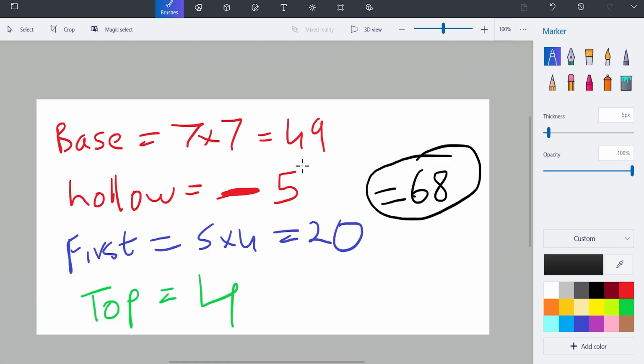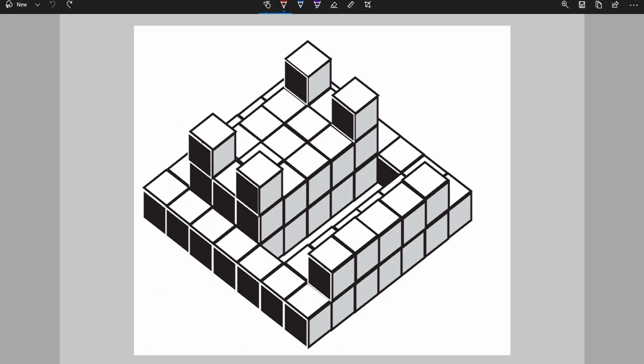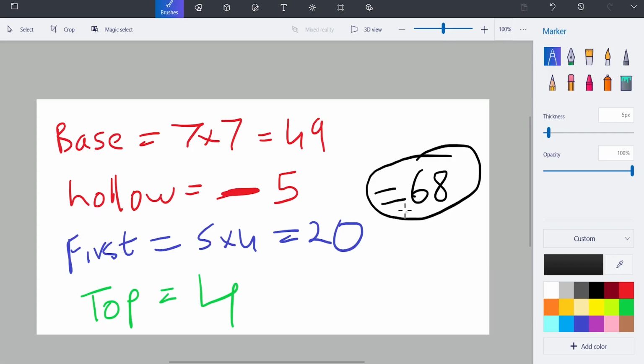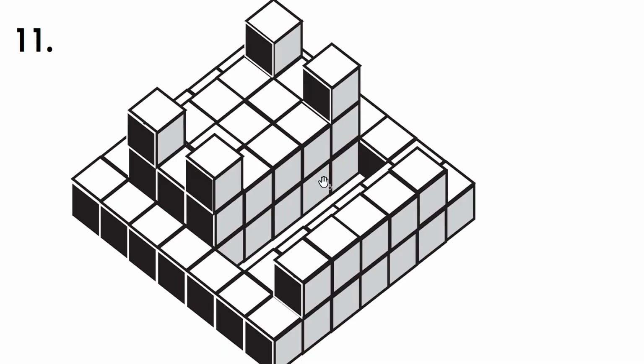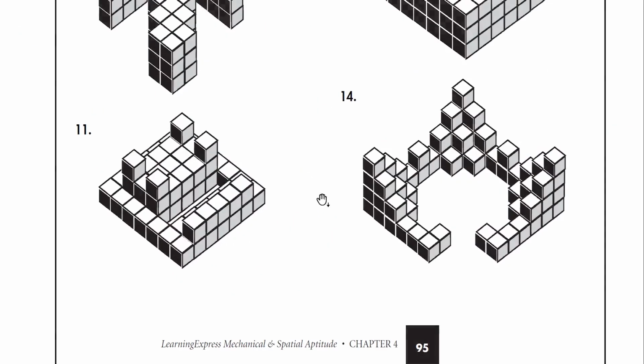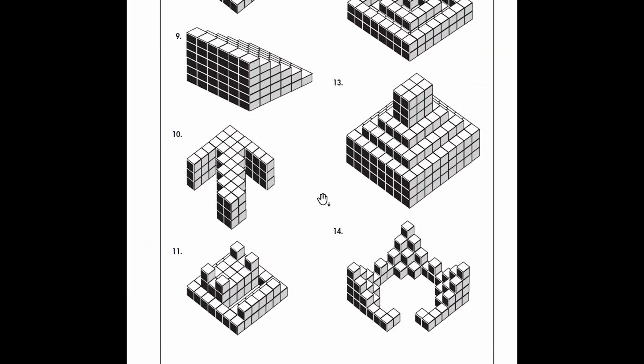Any doubts on this one? How we did the hollow, the first floor, how we clubbed them together. So what we did is, since these blocks and these blocks are exactly the same, we just made these guys touch that so that we can simply multiply the 1, 2, 3, 4 by 5. And then we just added these top blocks at the end. So 68, question number 11. Looks like you guys also got the answer, so no issues.